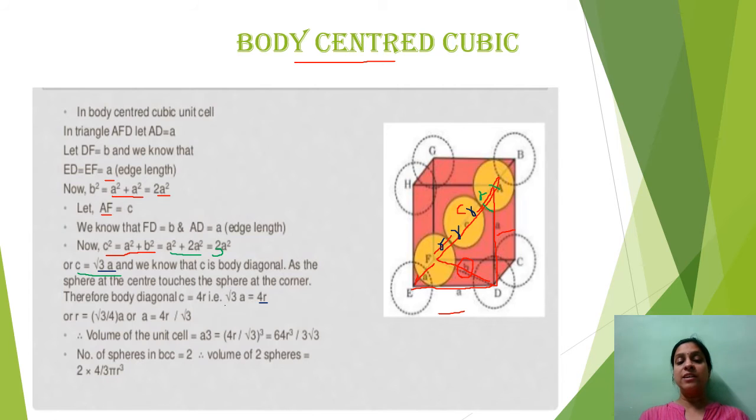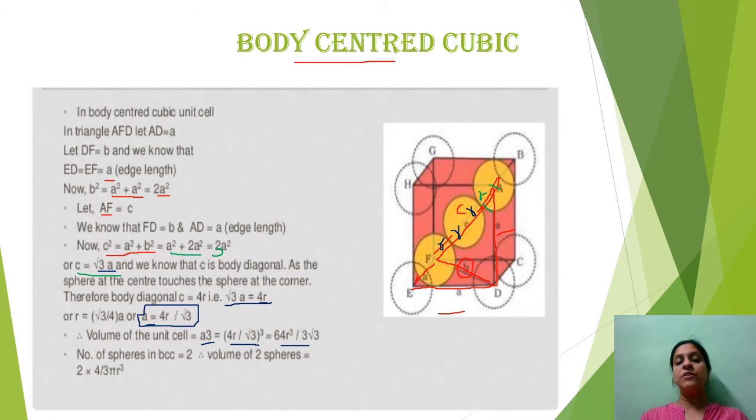So there we can establish a relationship in between: under root 3 A is equals to 4R, or we can say A is equals to 4R upon under root 3. यही बनेगा. So volume of unit cell is equals to A cube, which is equals to (4R upon under root 3) cube, which is equivalent to 64R cube. After solving out it is equals to 64R cube upon 3 under root 3.